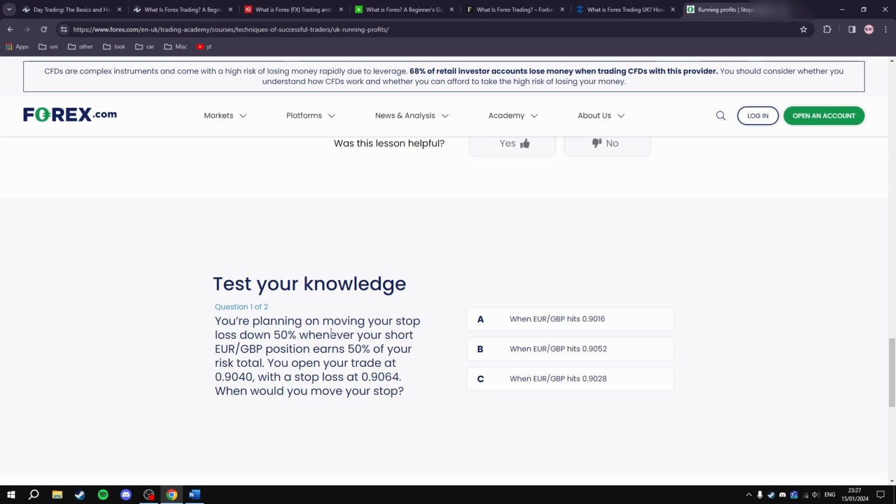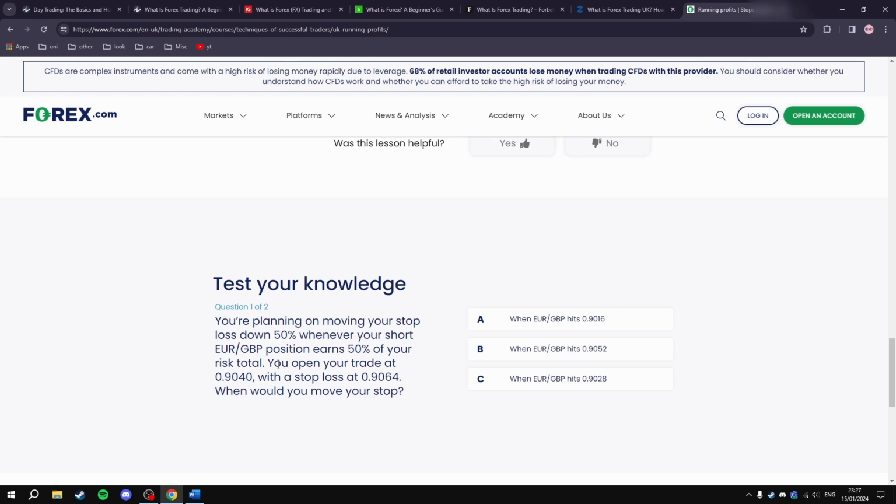So whenever you short 50%, 50% of that is 20, right? 40 of 20, so if that goes down to 9020 minus 20 off of that, 44. Nope.